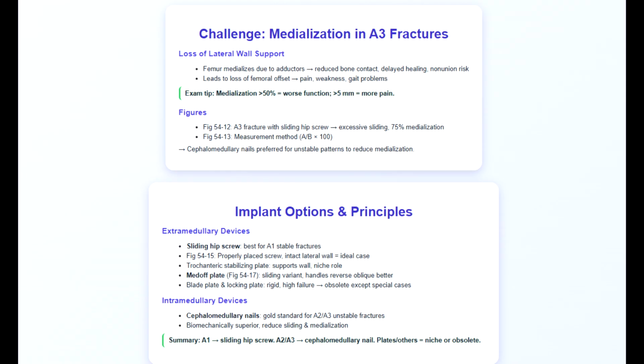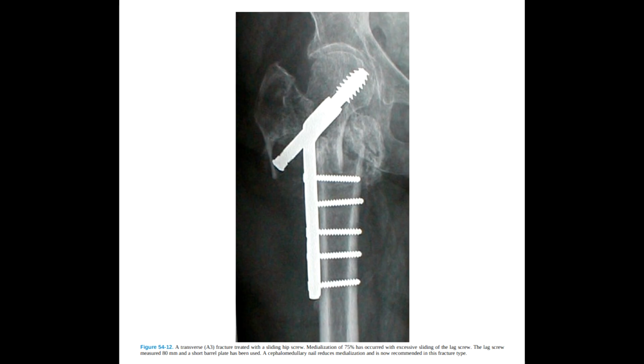Clinically, patients with significant medialization often complain of pain and weakness, and radiographically, this complication is a red flag for fixation failure. Figures 54-12 and 54-13 highlight this concept. In figure 54-12, you can see a transverse A3 fracture treated with a sliding hip screw where excessive sliding has occurred. The lag screw has migrated, leading to about 75% medialization, far beyond acceptable limits.